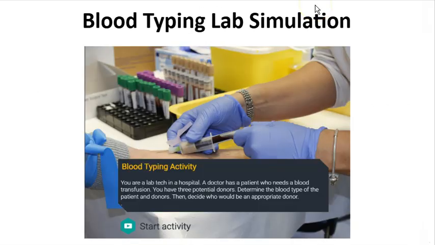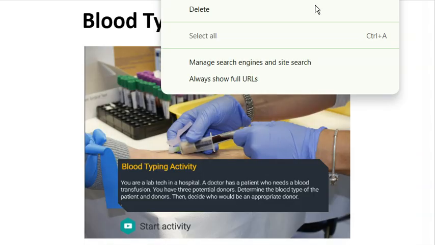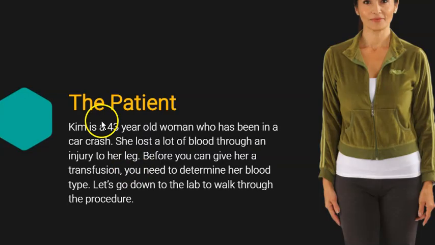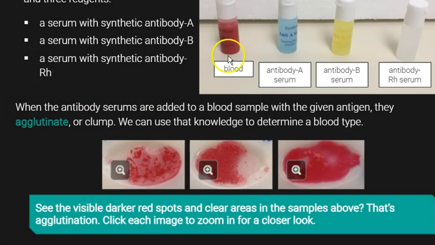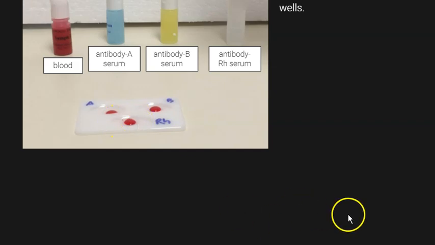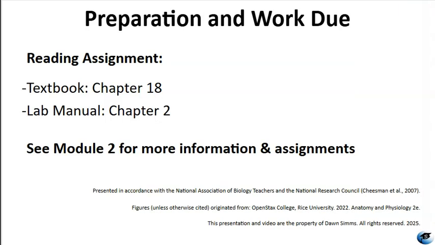Let's just quickly have a little preview of that simulation. So you start by clicking this little green button down here. It tells you a little bit of background information about the patient. You click next. Then you have your blood sample, anti-A serum, anti-B serum, anti-RH serum, and then you have the results here, and you will answer the questions and use the results to determine which sample or which type you have in your sample. And that's going to be it for Lab 2.